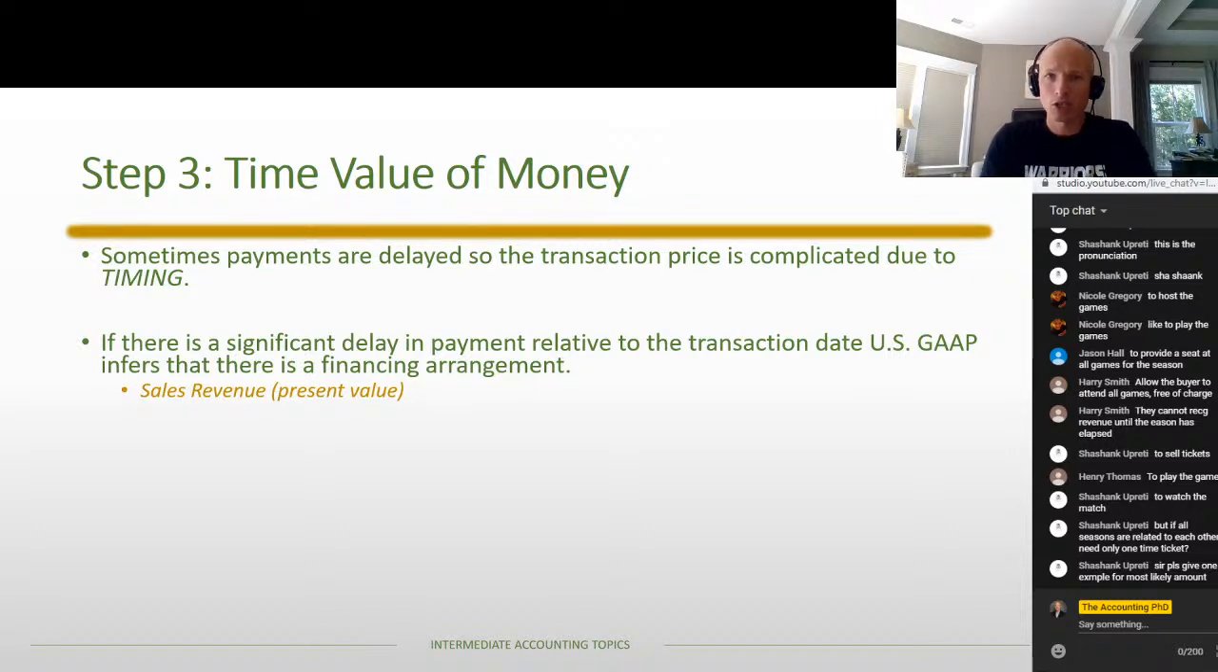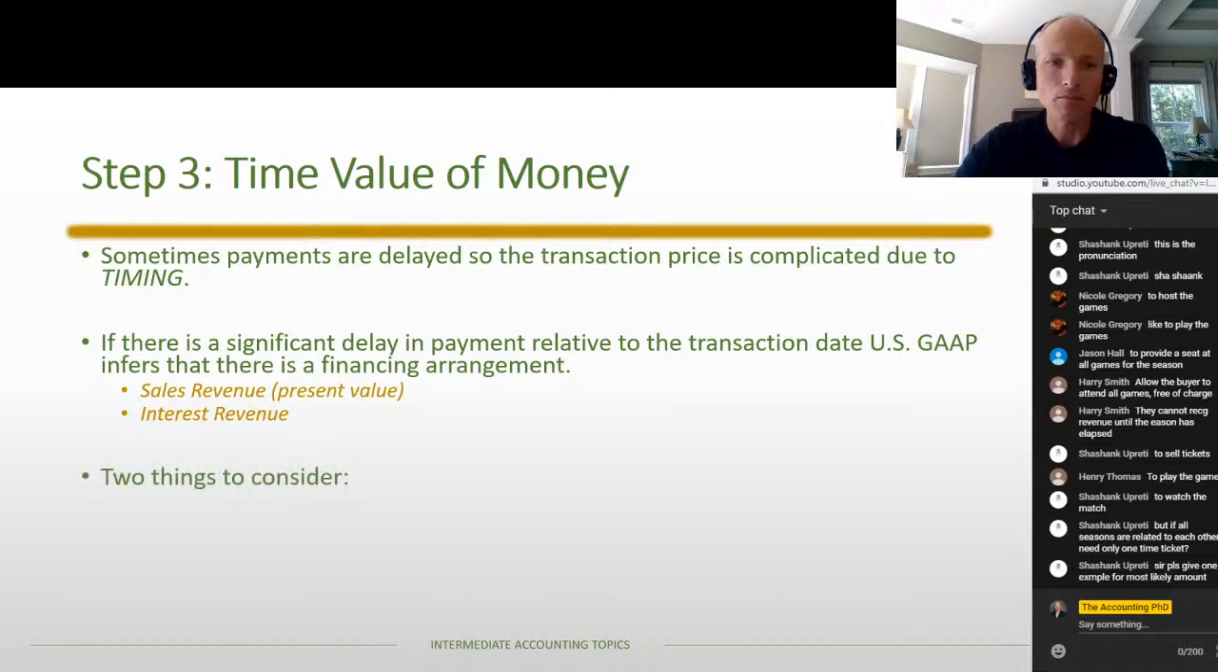And so basically they're just inferring this financing arrangement. The interest revenue is any amount above the present value. The longer the delay, the more interest revenue and the less the sales revenue. So there's this trade-off between the two. So two things to consider. Again, we're going to get into the nuts and bolts of this, and hopefully it'll make a little more sense when we do. But there are really two things to think about as we jump into this.